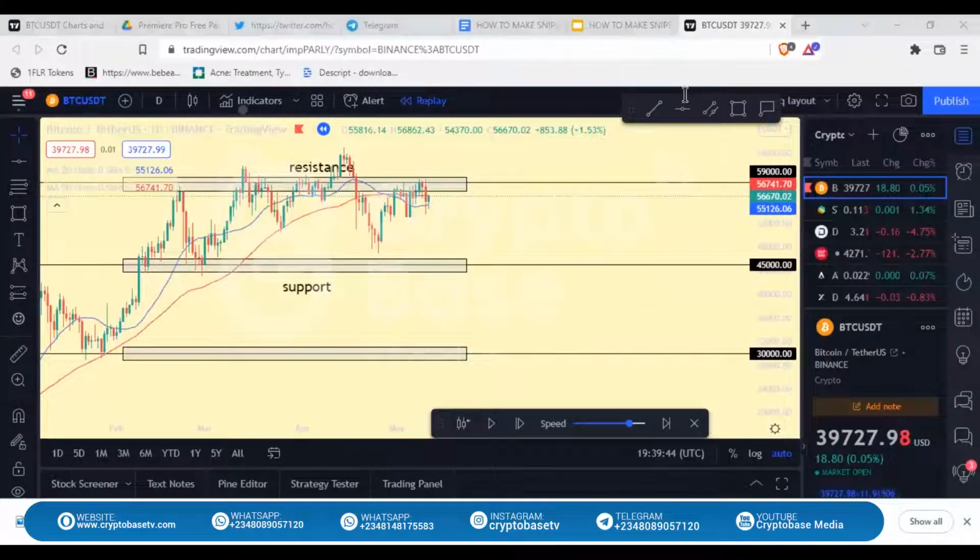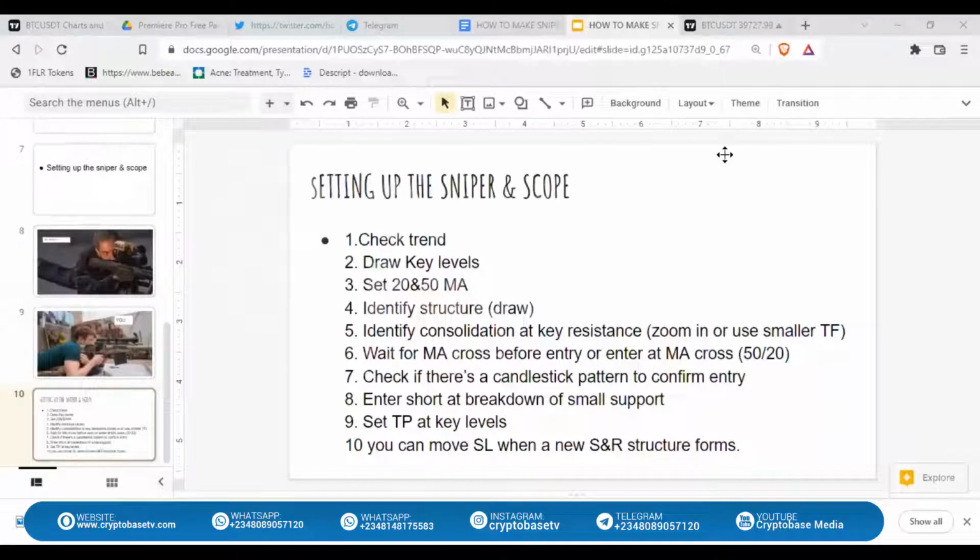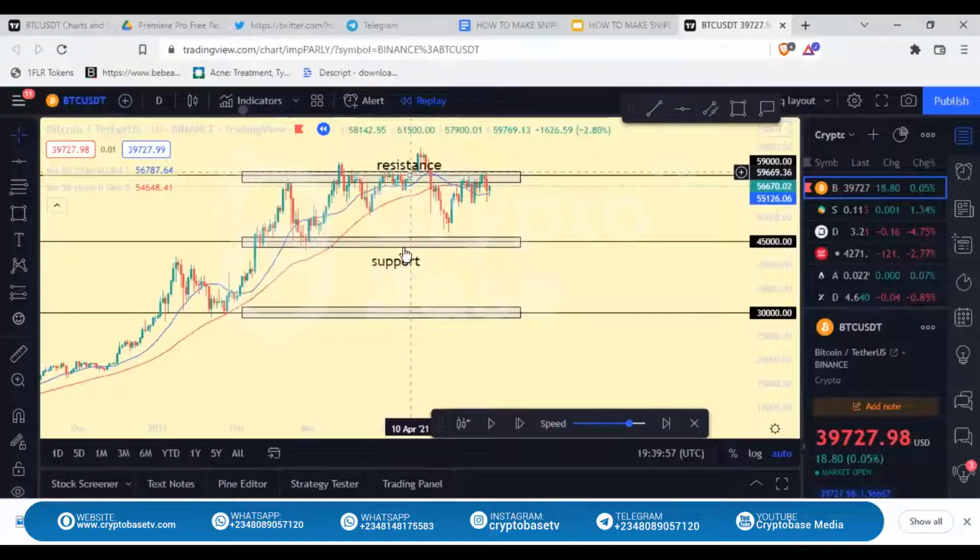So the next step is draw key levels, which we've done. We've drawn our key levels. These are our key levels: our support here, resistance here. So these levels are the key levels, guys.